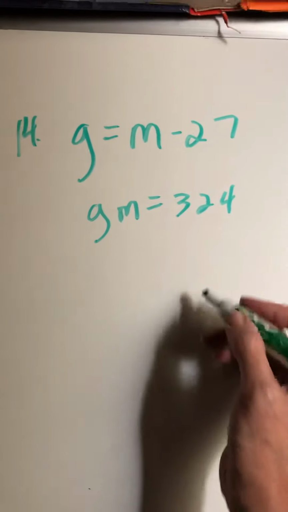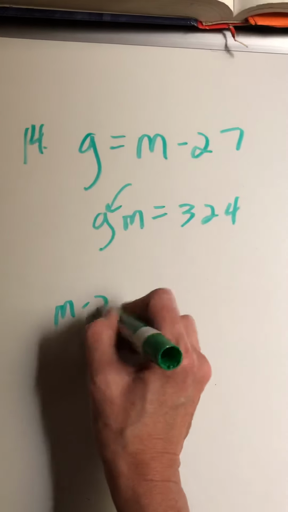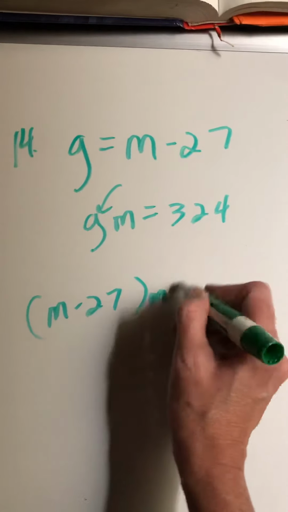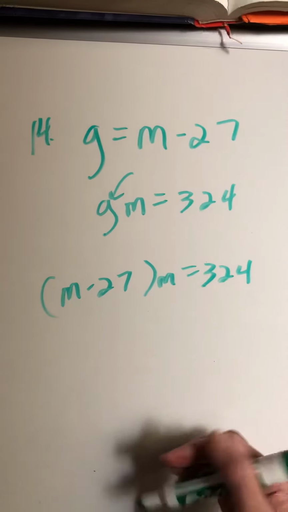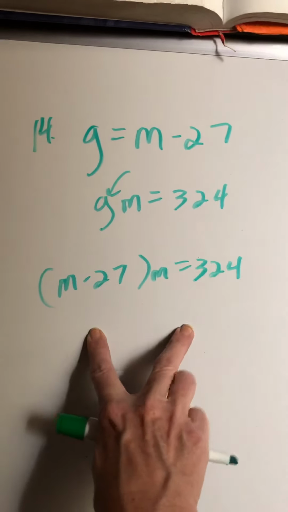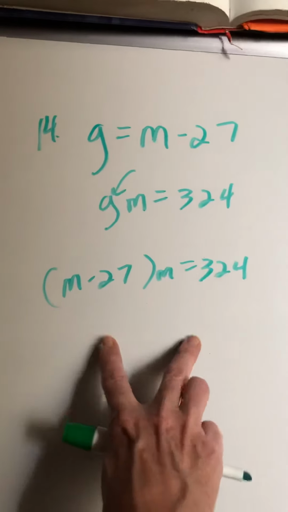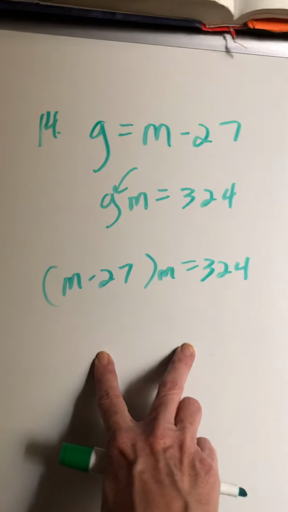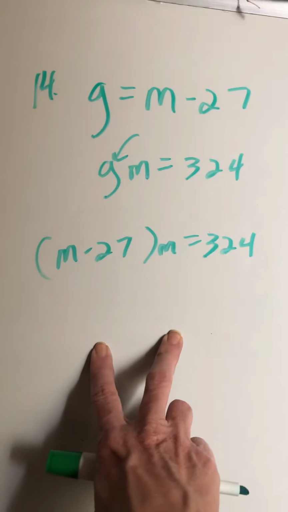So we can substitute in. We can take M minus 27 and put it right there where the G is. So M minus 27 times M equals 324. Now you should be able to finish it from there. Look at the notes. I did 2 of these on the notes. They're the rectangle problems. You're doing the same thing that we did on the notes. That's the way it sets up, and then you finish it. So make sure you finish number 14. Then number 17 is real easy. You're just changing the signs.